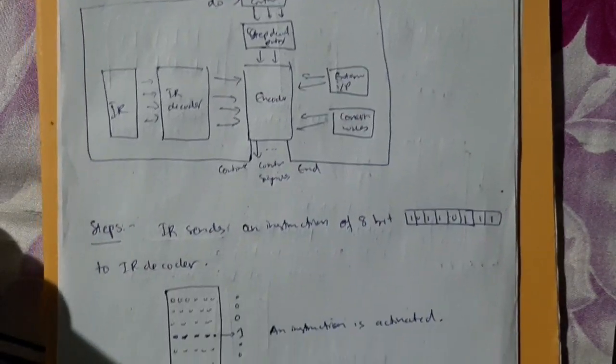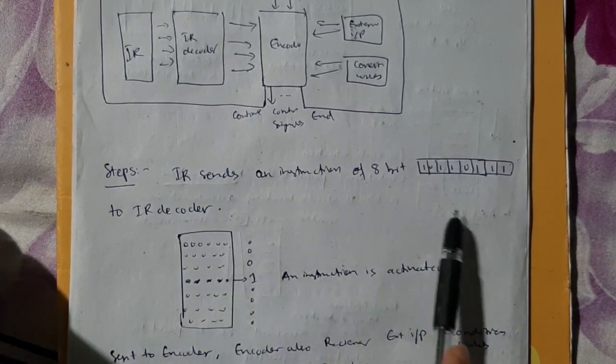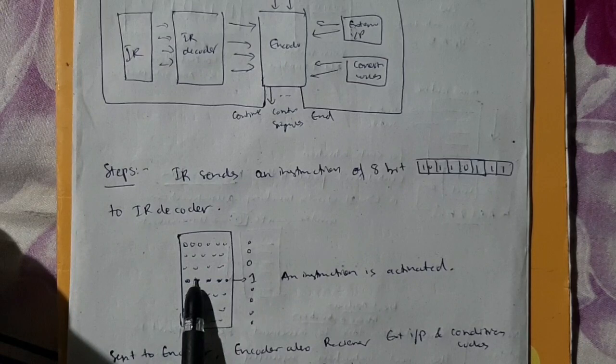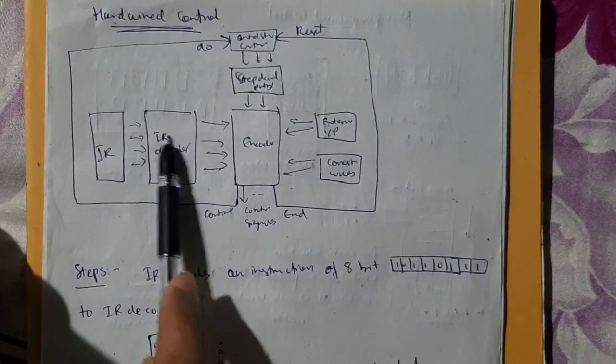In the instruction decoder there will be many combinations. So whichever combination matches will be activated, so that the system will know what to do with that instruction. That will be sent to the encoder.